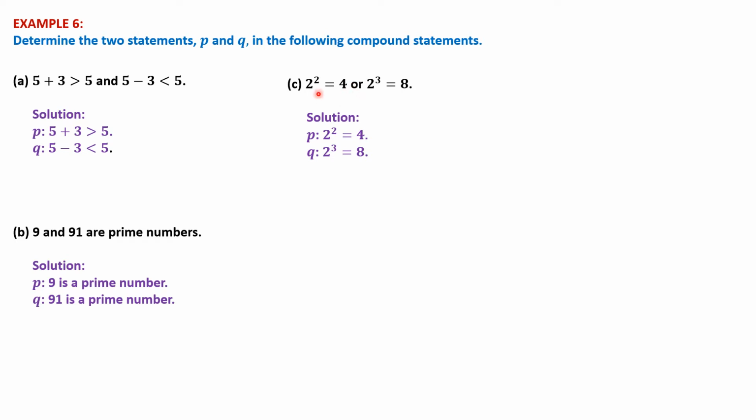This one is also the same. You cancel the word or, no need to write the word or. So you split these two statements. The first statement P, you should write 2 square equal to 4. And then statement Q, you should write 2 cube equal to 8. Now this one is also the same. You cancel the word or, no need to write the word or. So your statement P should be: negative 9 is less than 10. And statement Q, you should write.